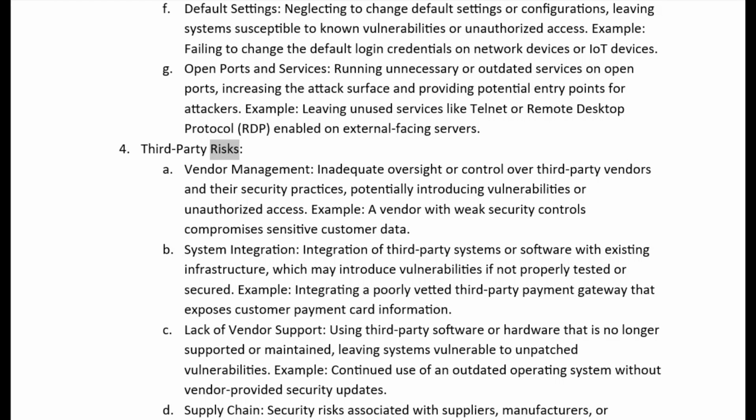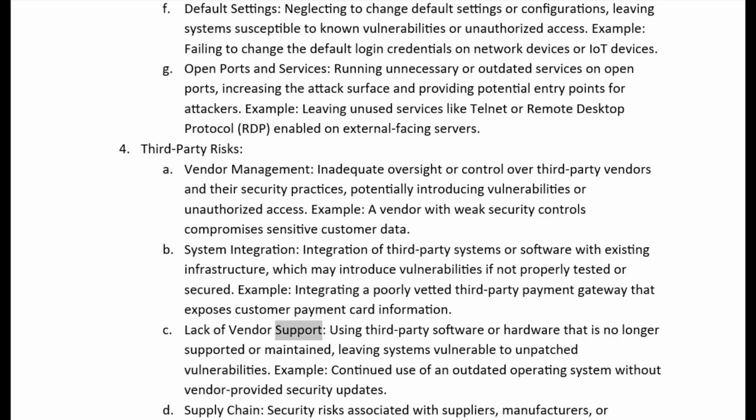Third-party risks. Vendor management, inadequate oversight or control over third-party vendors and their security practices, potentially introducing vulnerabilities or unauthorized access. Example: a vendor with weak security controls compromises sensitive customer data. System integration, integration of third-party systems or software with existing infrastructure, which may introduce vulnerabilities if not properly tested or secured. Example: integrating a poorly vetted third-party payment gateway that exposes customer payment card information.